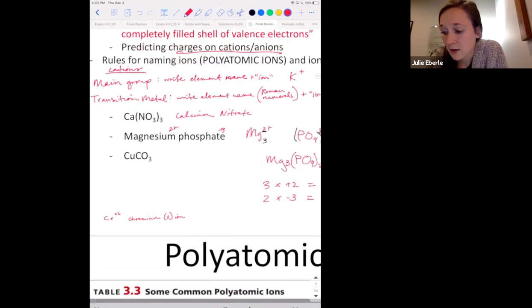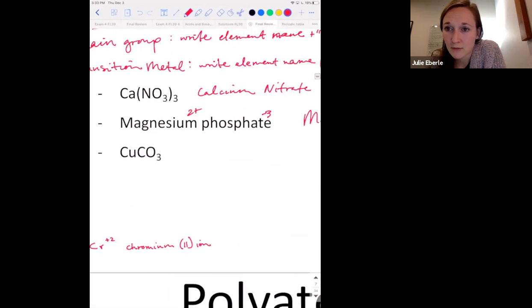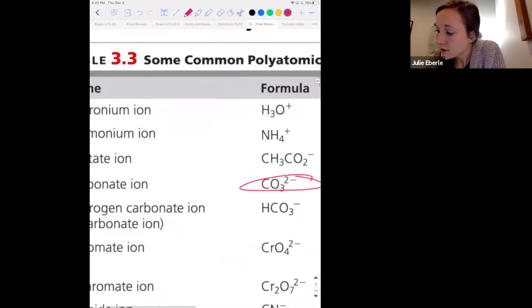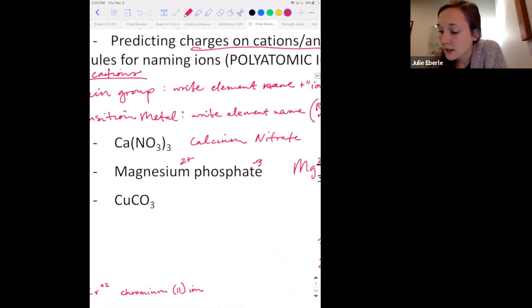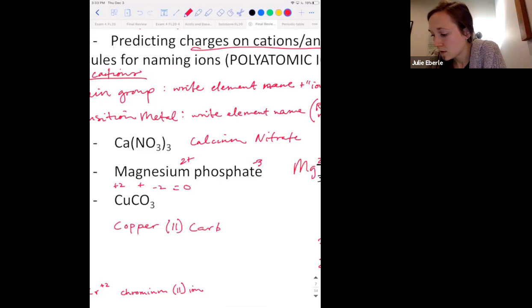So we just have one carbonate here. How do I know that? We don't have parentheses around it with another subscript or anything. We just have one carbonate, and it is a -2 charge. So the total amount of negative charge here is -2. So that means the total amount of positive charge on that one copper cation is +2, because those have to add up to 0. So we need to indicate that when we write the name. It's not just copper carbonate, it's transition metal. So we have to write copper 2 carbonate.